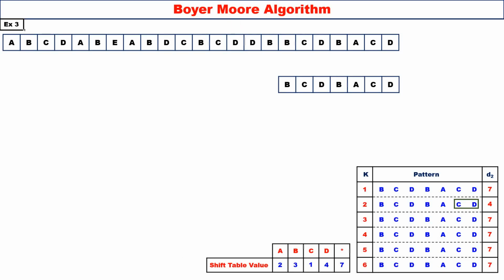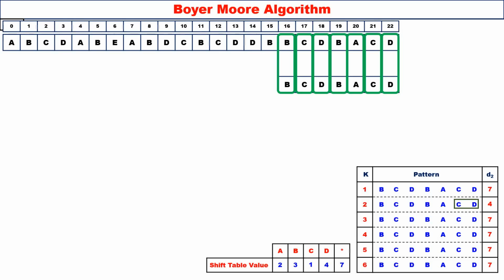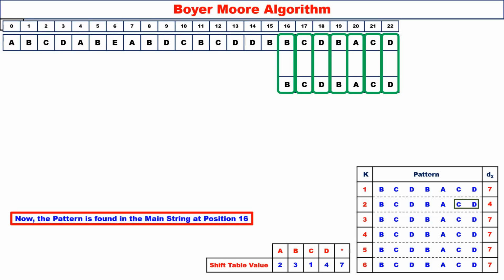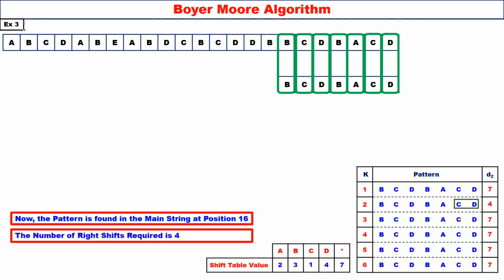Now, let us do the matching from the right. D and D matches, C and C matches, A and A matches, B and B matches, D and D matches, C and C also will match, and last B and B also will match. So we have found the pattern in the main string at position 16. And how many right shifts did we require? We required only 4 right shifts. I think this example is also quite simple, straightforward.